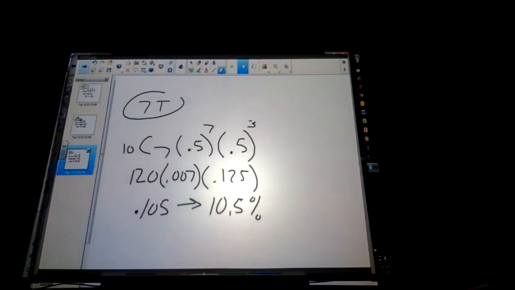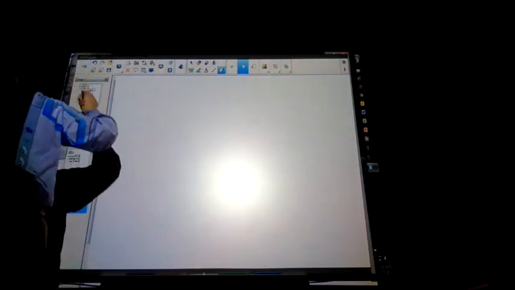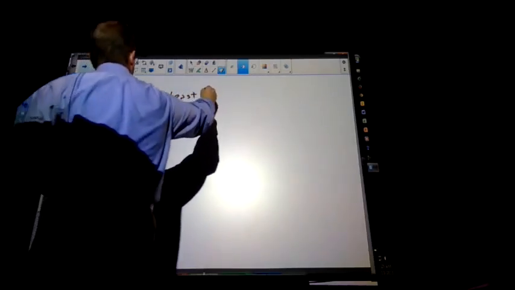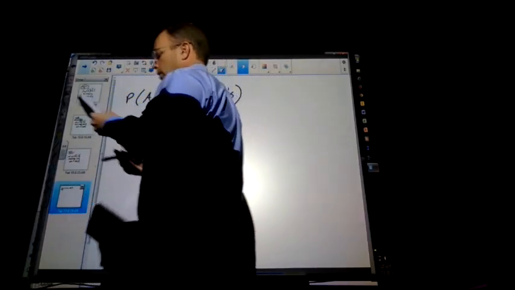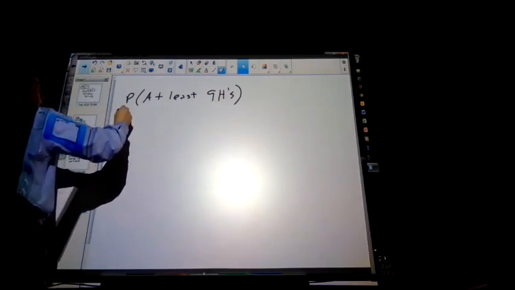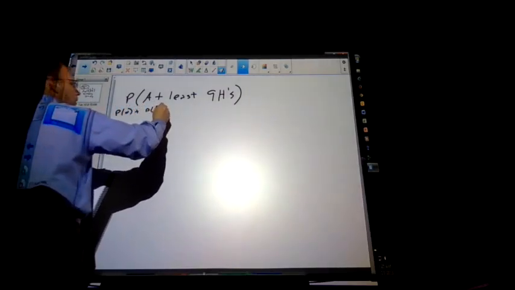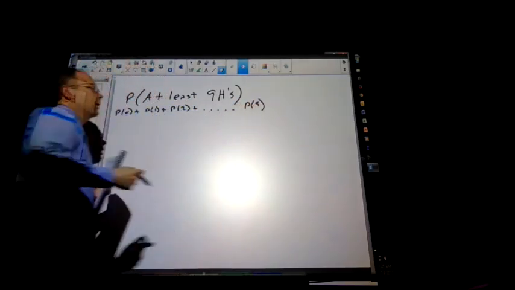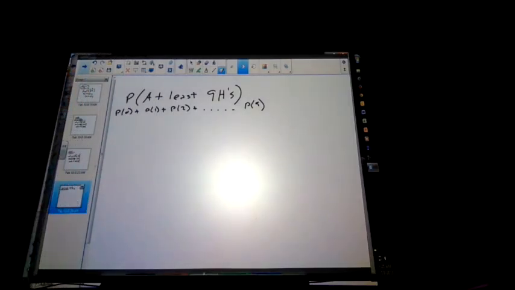Now we're changing the language. Probability that we get at least 9 heads. Probability we get at least 9 heads. So at least 9 heads, what does that mean? Could we get 0 heads? Could we get 1? Could we get 2? Could we get 3? Okay. Is that a lot more work?